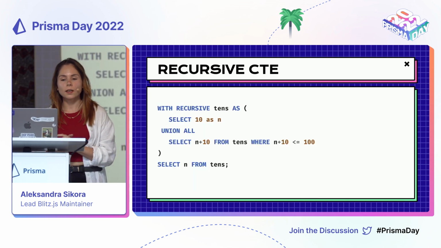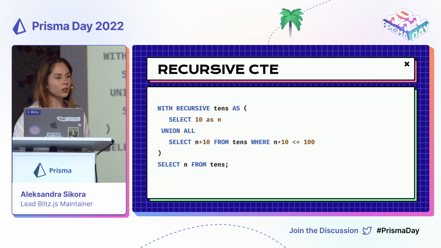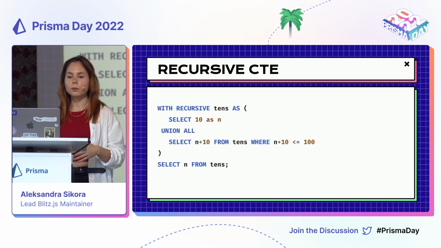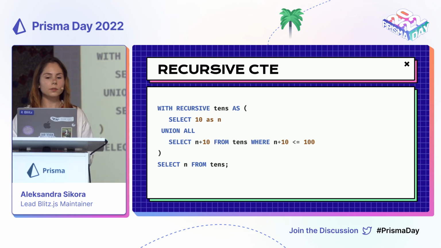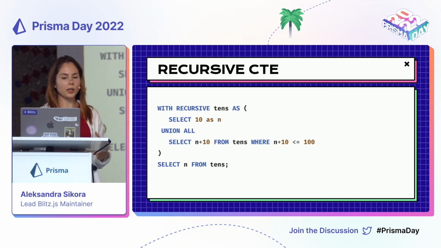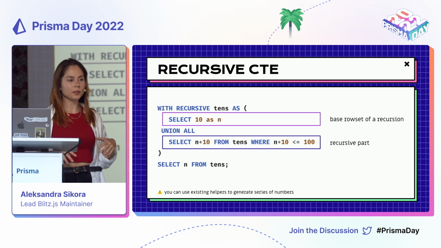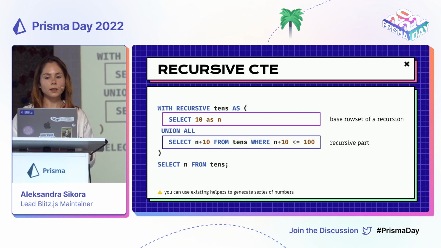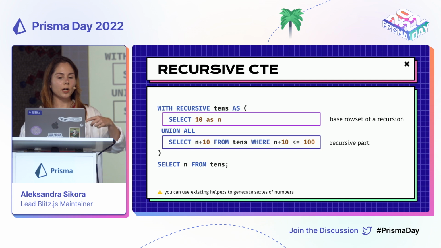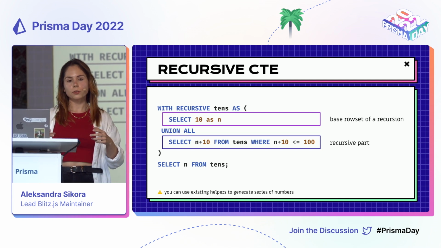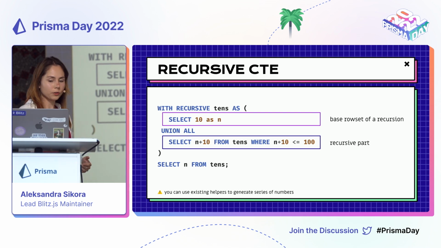Now, the recursion part. So here's a recursive common table expression. This specific example generates a series of 10s. So what happens here is that we have a base row set of the recursion. We're starting with 10. And then in the recursive part, we are adding 10 to the previous value. And we are doing this till we reach 100.